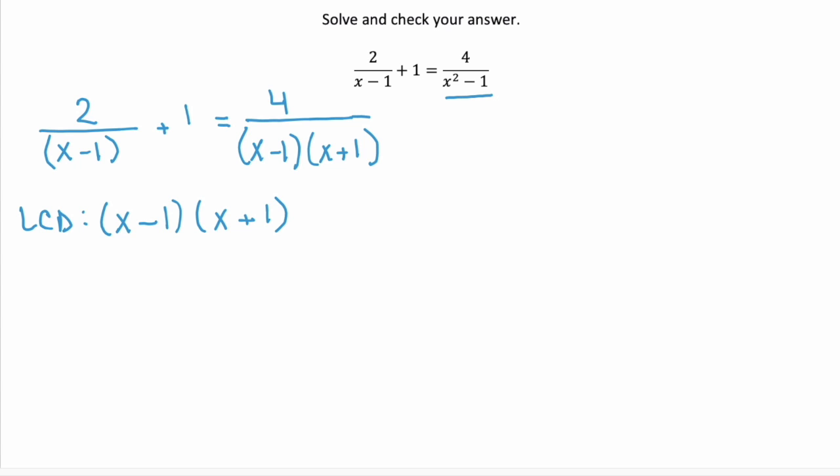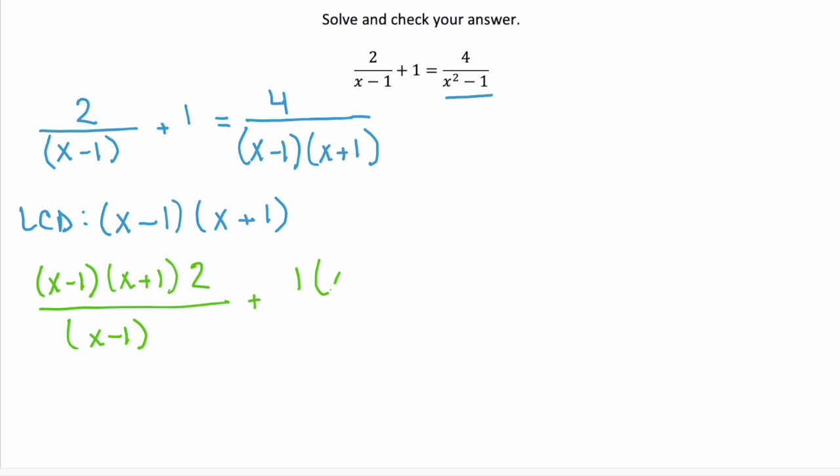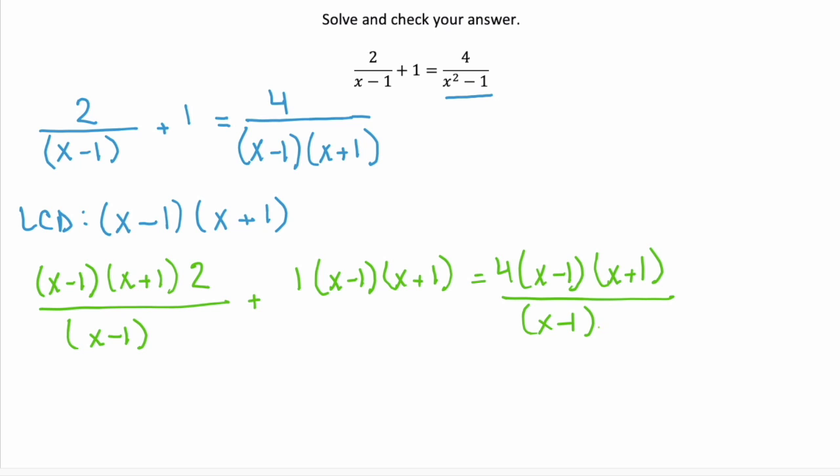So we're going to multiply all three of these terms by x minus 1 times x plus 1. That will give us x minus 1 times x plus 1 times 2 over x minus 1, plus 1 times x minus 1 times x plus 1, equals 4 times x minus 1 times x plus 1 over x minus 1 times x plus 1.